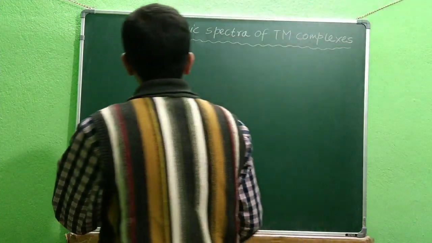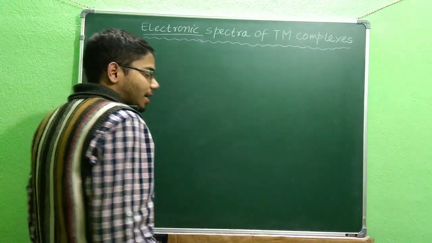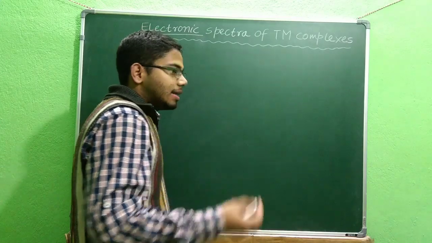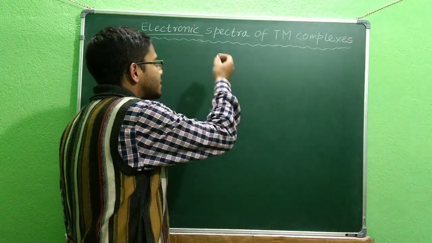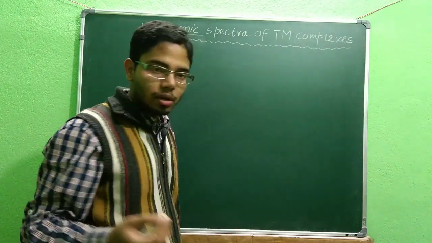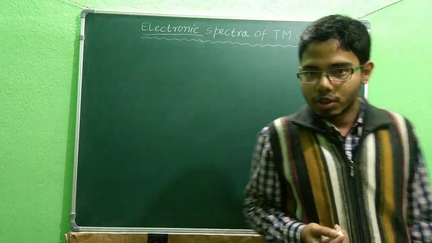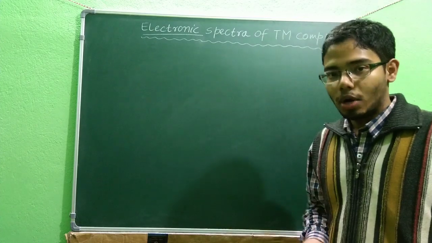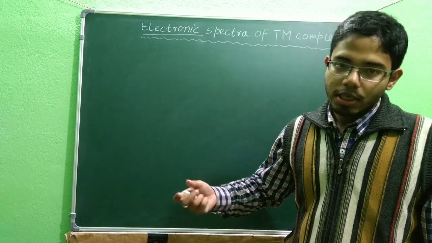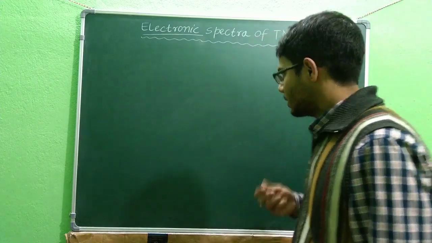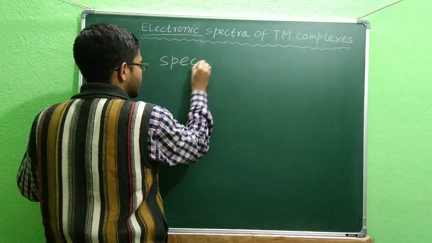First of all, as you can see, here is "electronic", which means it is associated with some electronic transitions. And spectra: spectra is the plural form of spectrum. So what is a spectrum? A spectrum is basically what you get while doing spectroscopic measurements. Now, what is spectroscopy? First of all, these things should be very clear.